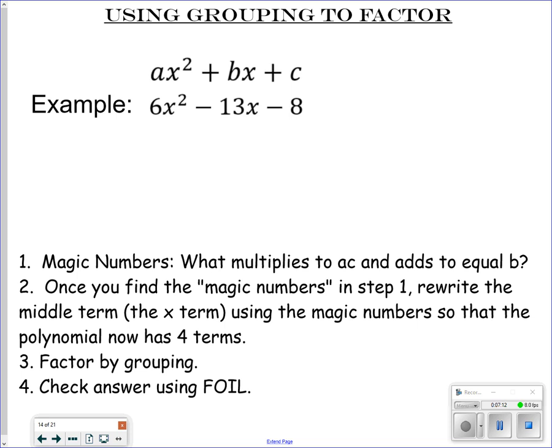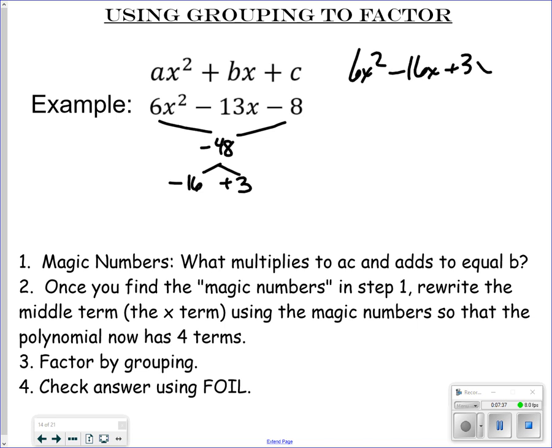Next one, again, I'm going to do grouping because it's kind of the theme of the day. So -48. So I need two things that multiply to be -48, but add up to -13. So again, knowing your times tables, understanding. So a -16 times a +3 would multiply to be -48. So rewriting the question, 6x squared, a -16x, a +3x, and a -8.